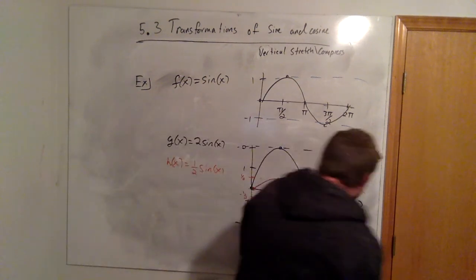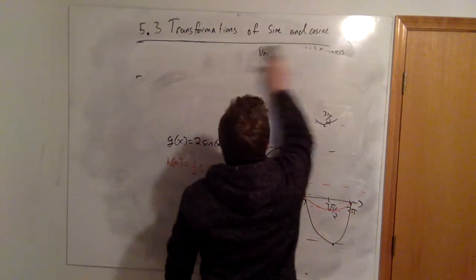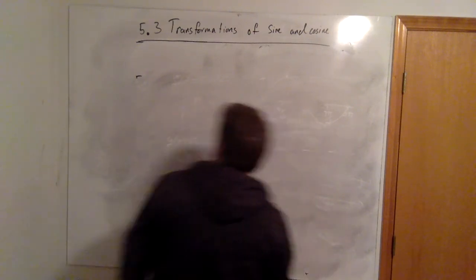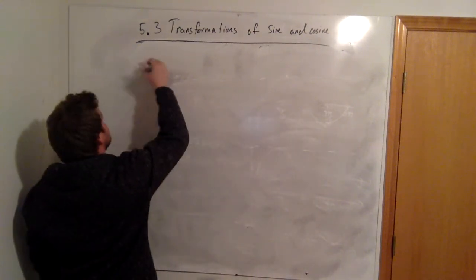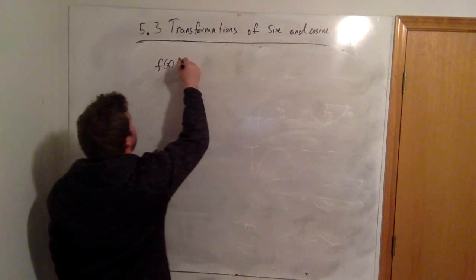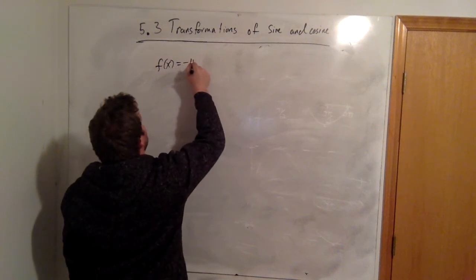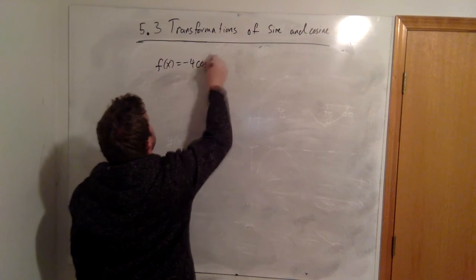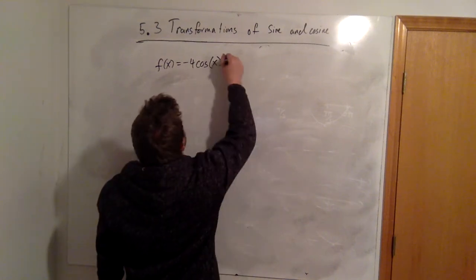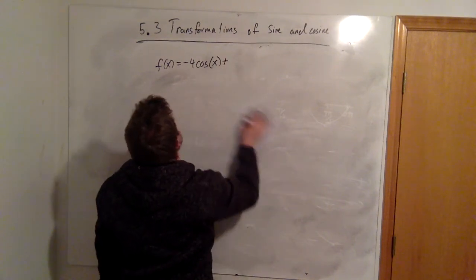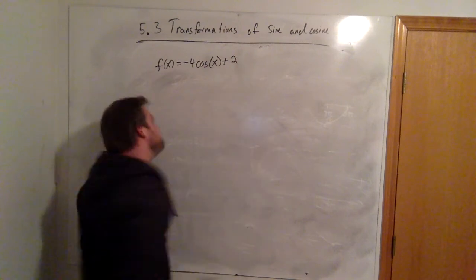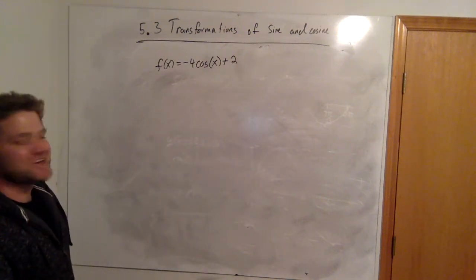Okay, let's do an example of combining all 3 of these together. I want you to try to graph f of x equals negative 4 cosine of x plus 2. Okay, go ahead and pause the video and give this a shot.